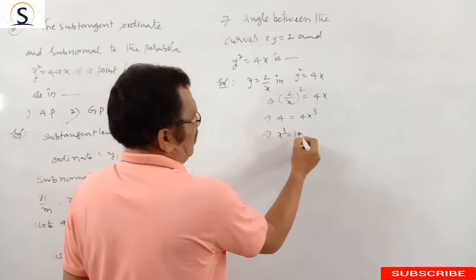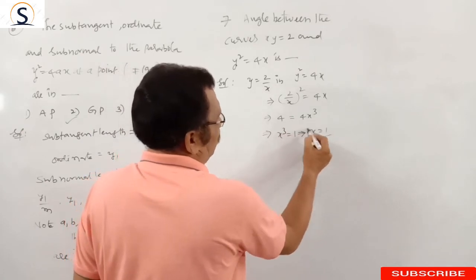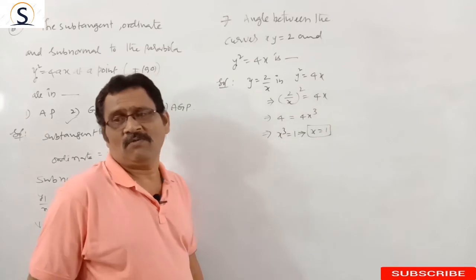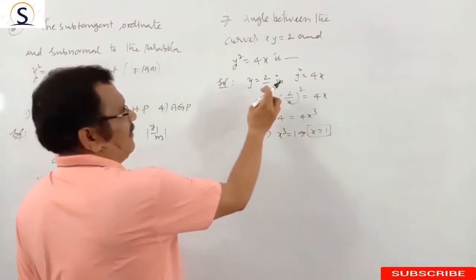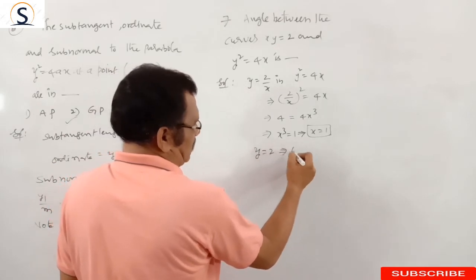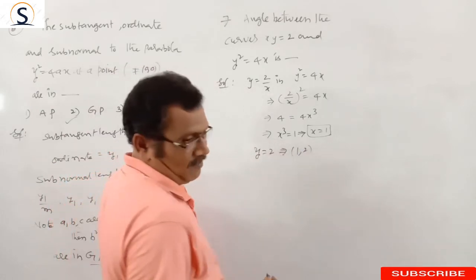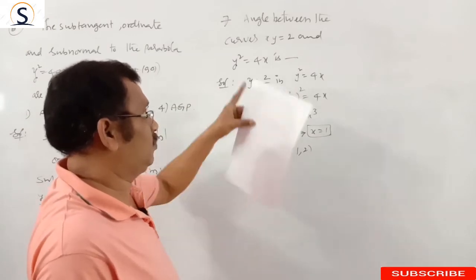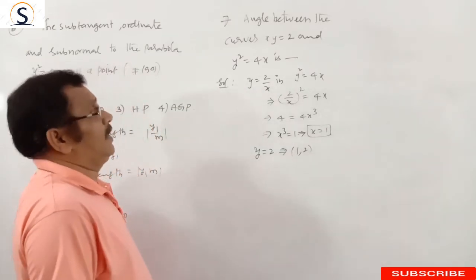x cube is equal to 1. One of the values of x is 1, so I will be taking x is equal to 1. Then substitute the x value here, y is equal to 2. Therefore, y is equal to 2. That means the point is (1, 2). The intersection point of the two curves is (1, 2).